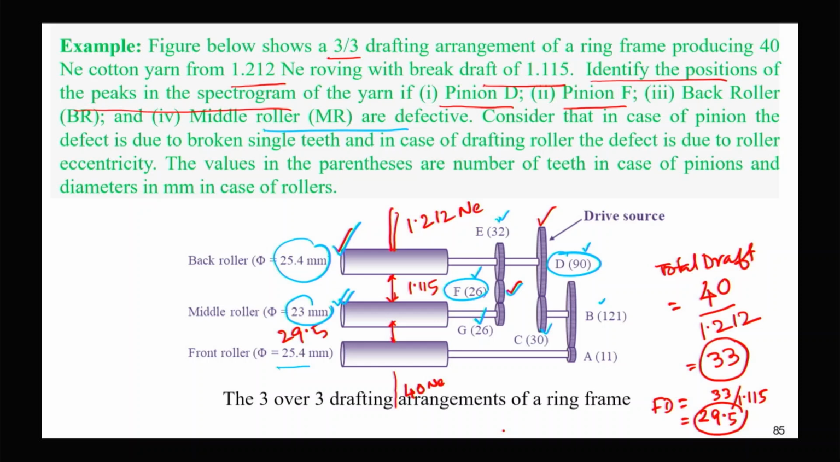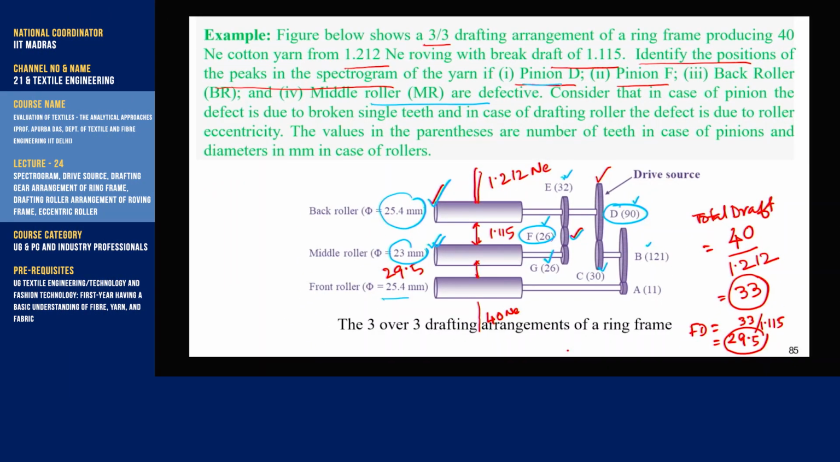Now let us try to solve. So pinion 1, when pinion 1 is defective, so pinion D is defective in case of numerical 1.